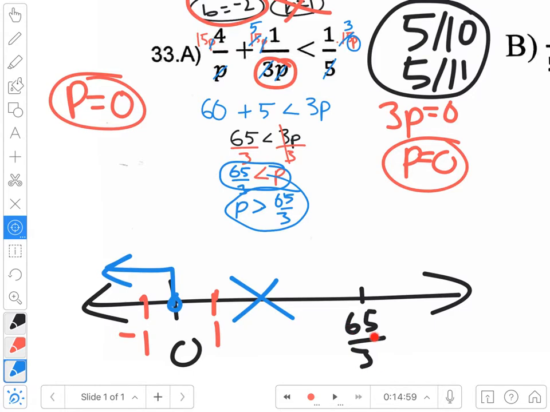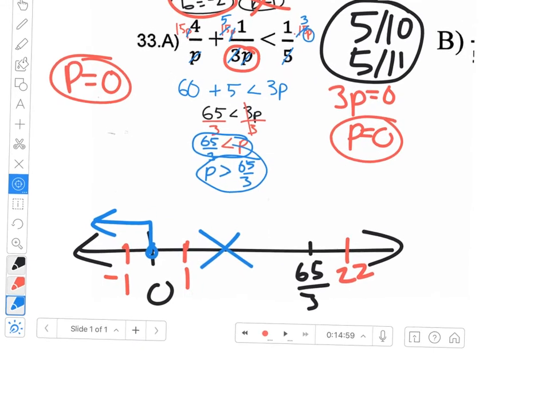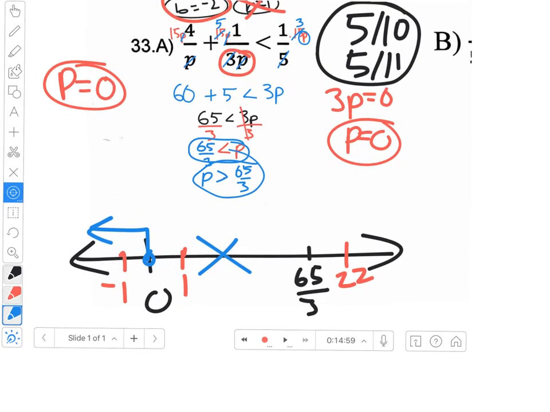Now we know that this is 21.6 on a calculator. So let's plug in a value like 22 or anything that's greater than that. And if you plug in 22, you're going to have 4 over 22, and then plus 1 over, what's 3 times 22? That's 66. And the question is, is that less than 1/5? Because over here we have a 1/5.